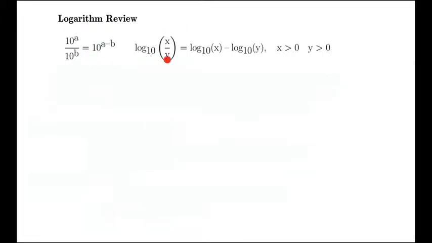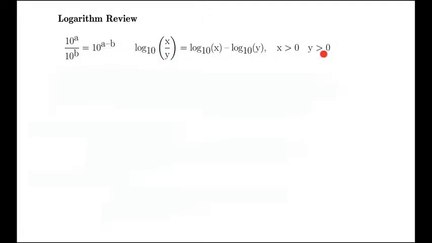Here's another rule that you can use for simplifying logarithms. It's very similar to the log of the product of two things, but this time it's for the log of the quotient. And it's related to this rule of exponents, that if I take 10 to the a divided by 10 to the b, what I do is I subtract exponents. I get 10 to the a minus b.